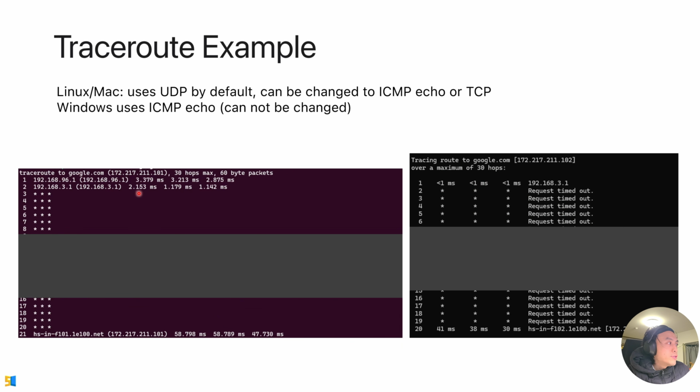What else? If you see, there are 3 times here. So on every hop, traceroute sends 3 times. So we can check the average latency if you want. All right.